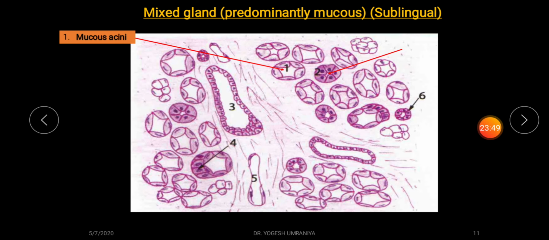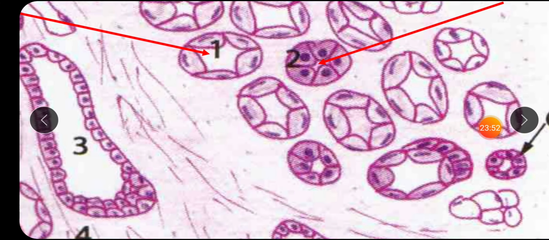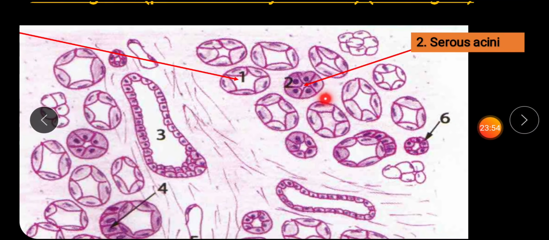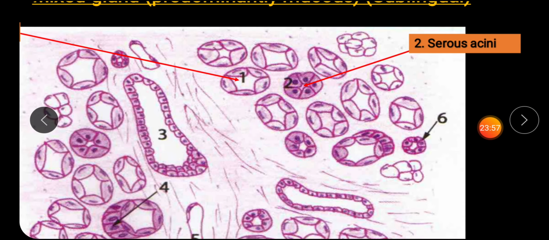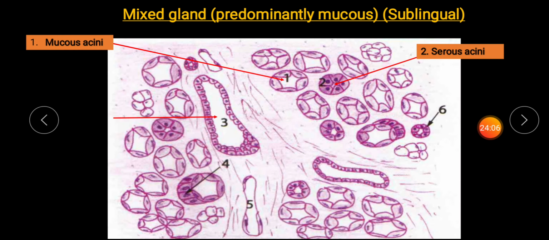Number 2, that is the darker staining area, so that is termed as the serous acini. Note down the round nucleus which is situated nearer to the base of this gland. Number 3, again the duct which is having the simple columnar or pseudo stratified columnar type of the epithelium, that is termed as the interlobular excretory duct. You can see here interlobular duct, excretory duct.